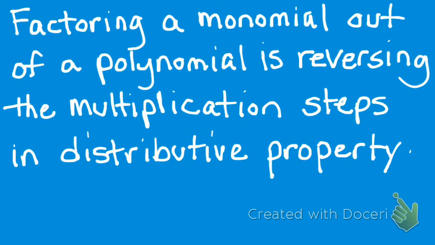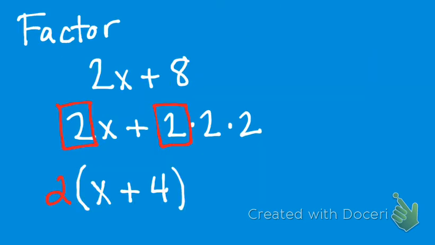Factoring a monomial out of a polynomial is reversing the multiplication steps in distributive property. To factor 2x plus 8, I'm going to break down both terms into the prime factors. 2x is 2 times x, plus 8 is 2 times 2 times 2. And then I am looking for what they have in common, which is a 2. The 2 will be factored out, resulting in x plus 4 in the parentheses. You could check this by doing distributive property to make sure that it equals what we started with.